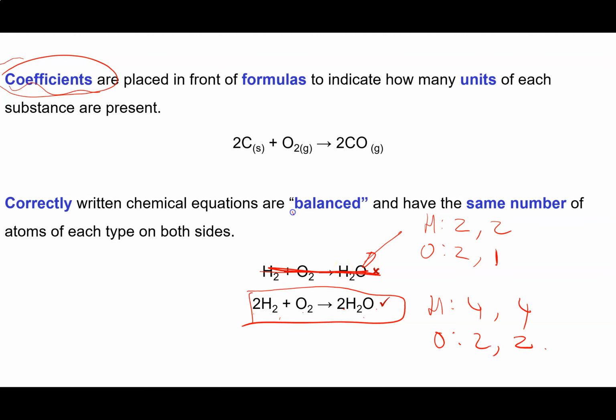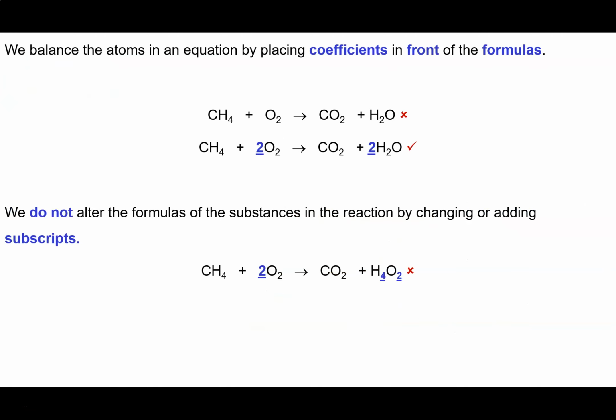You always have to be very careful in looking for that word balanced. If an equation isn't balanced, you need to make it balanced by adding coefficients. If you're asked to write an equation, you need to make certain that it's balanced by having the correct coefficients. So we balance the atoms in a chemical equation by placing coefficients in front of their formulas, and that's the only way of balancing a chemical reaction.